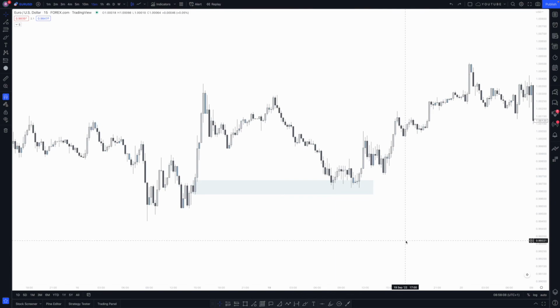So yeah, as always, what I would do is go into my charts and practice marking out imbalance and practice seeing it in real time. You can go onto bar replay, whatever you want to do.